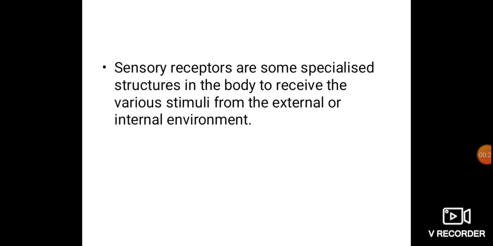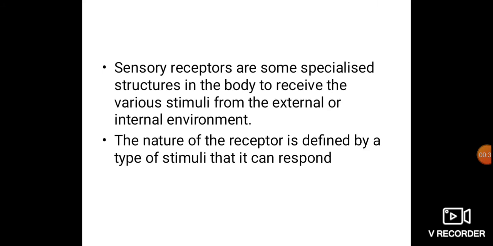Next part of our lesson is sensory receptors. Sensory receptors are sense organs which receive a stimulus and turn the stimulus into a sensory impulse. Sensory receptors are nothing but sense organs, and sense organs are considered as windows to the brain. Sensory receptors are some specialized structures in the body to receive the various stimuli from external or internal surroundings.